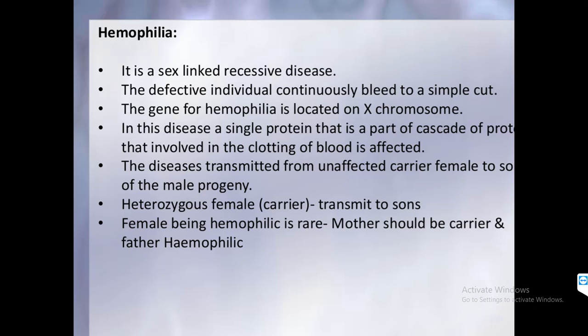So the heterozygous females are carriers. Heterozygous means one X is diseased and one X is normal. So they are heterozygous because both of their alleles are not the same. They usually transmit this disease to the sons. So there is a crisscross transfer: mother transfers to son and father transfers to the daughter. A female being hemophilic is rare. Mother should be a carrier and father hemophilic. ठीक है, this is all about hemophilia.